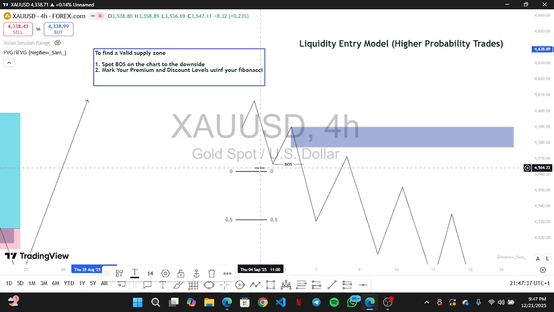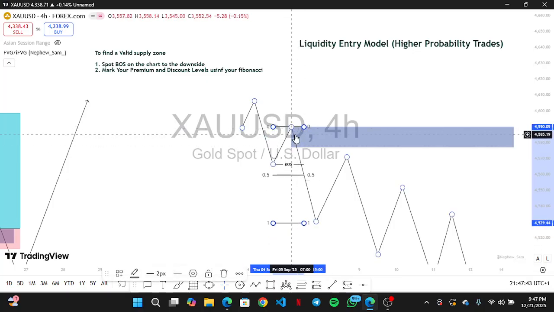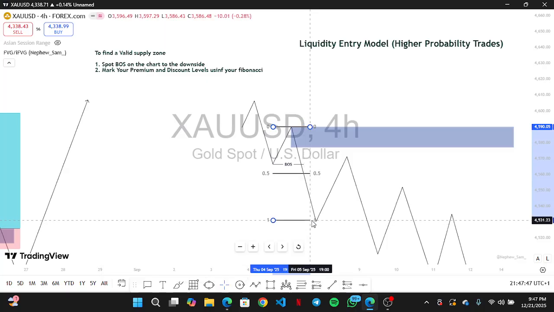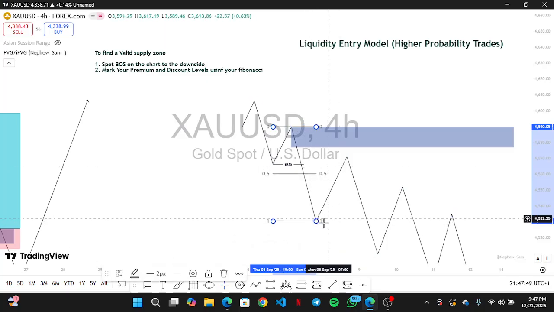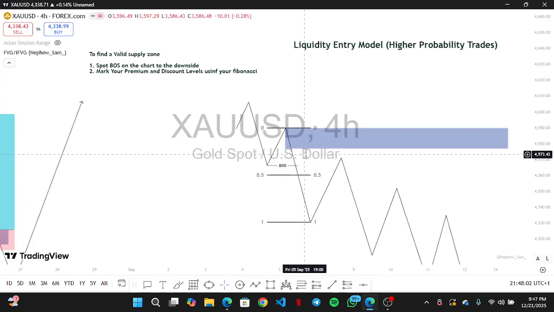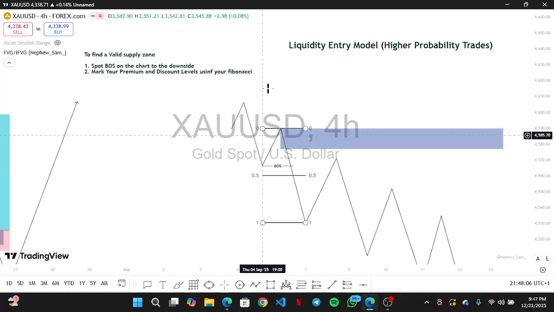You mark out your 50% level, which is what I did here. So now within this move from up here to down here, 50% of that move ended here. What this created now is, above this 50% is a premium level. Premium meaning is a good level to sell from. It is a high price.